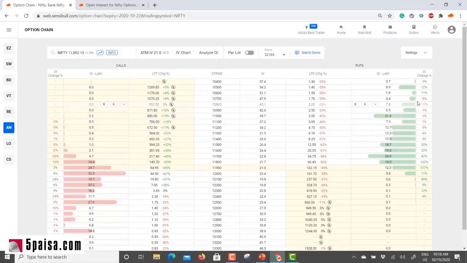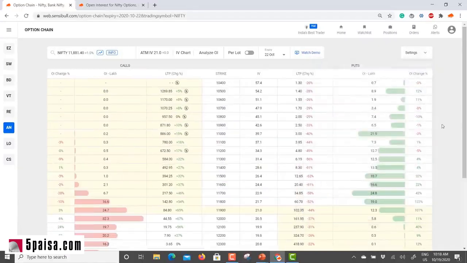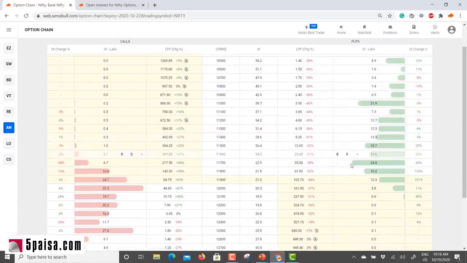So look at Nifty's option chain, right? You can see a lot of puts in this zone, and you can see a lot of calls in this zone. So purely based on this, I would say Nifty is likely to be in this range.